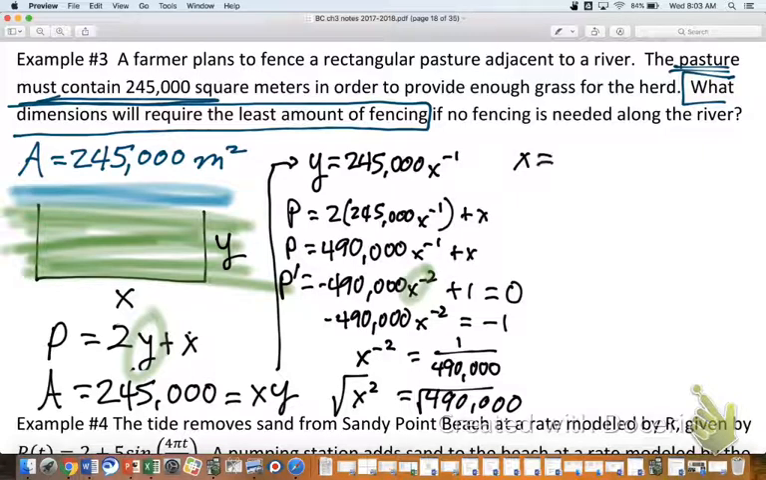So x is equal to 700. Bless you, Liz. So that's a critical point, right? It's the only critical point.